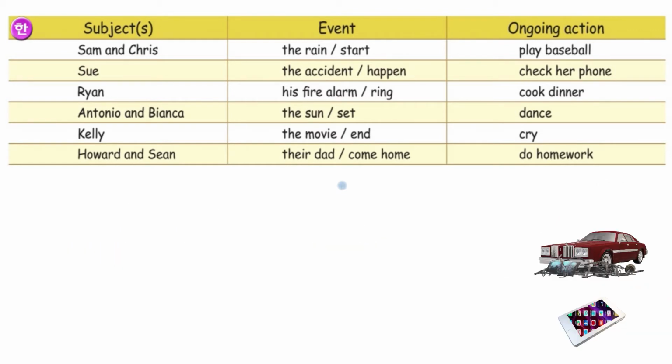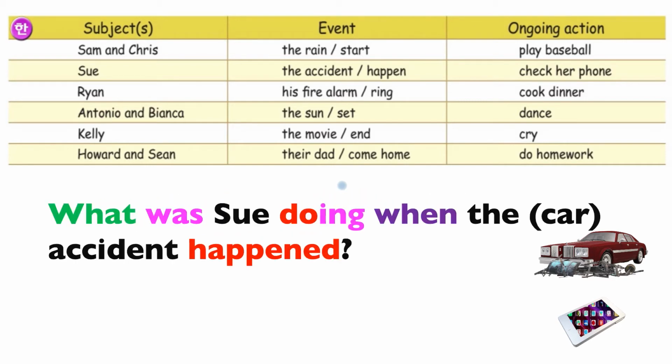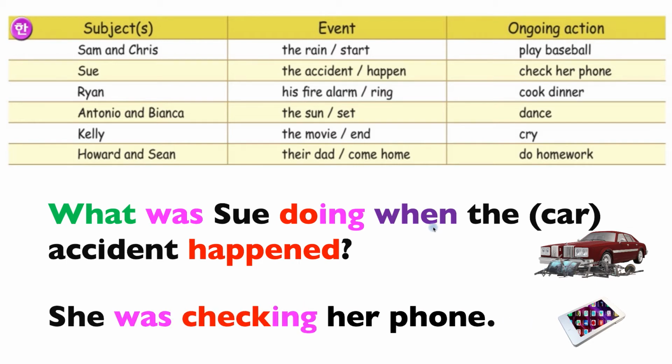So let's try one more. What was Sue doing when the car accident happened? Notice here, I've added car in brackets. Here it just says the accident, but you can give the type of accident, like car accident, to describe the accident. So she was checking her phone when the accident happened. Yes. Sue was checking her phone when the car accident happened.